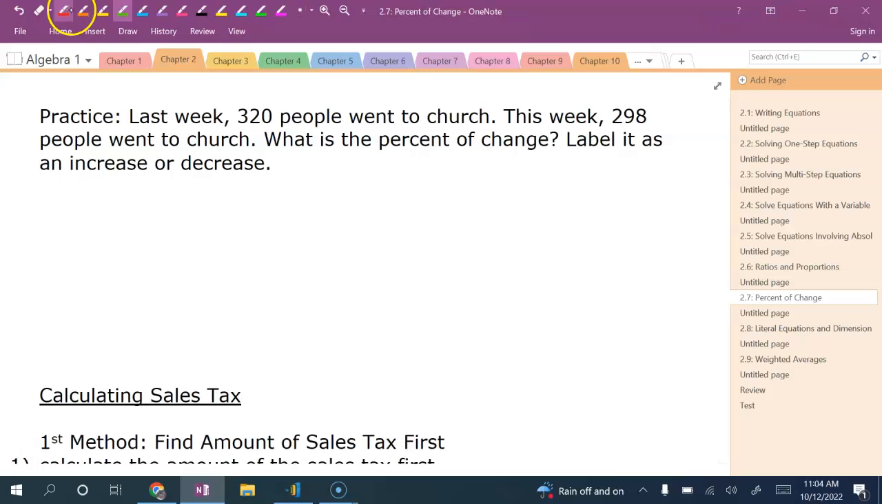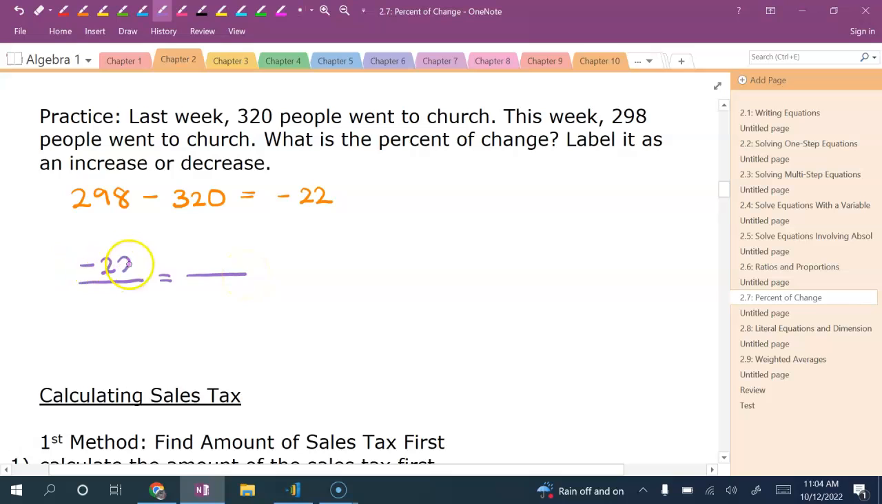So I would have started by finding the amount of change first. So I would have taken 298 and subtracted 320, which would give me negative 22. And already if you saw that that was negative, that maybe told you that you were going to be dealing with a percent of decrease problem.